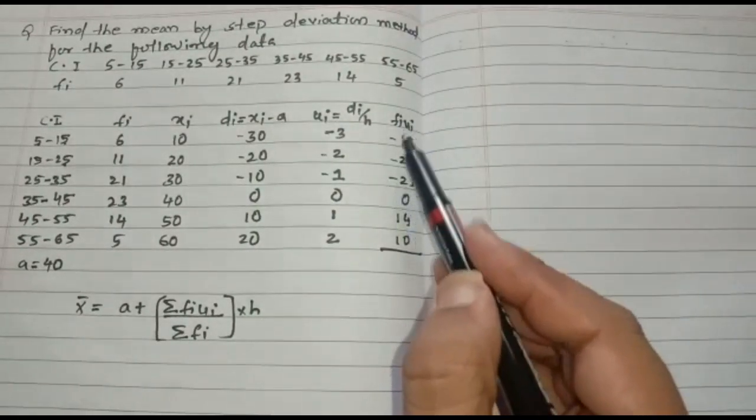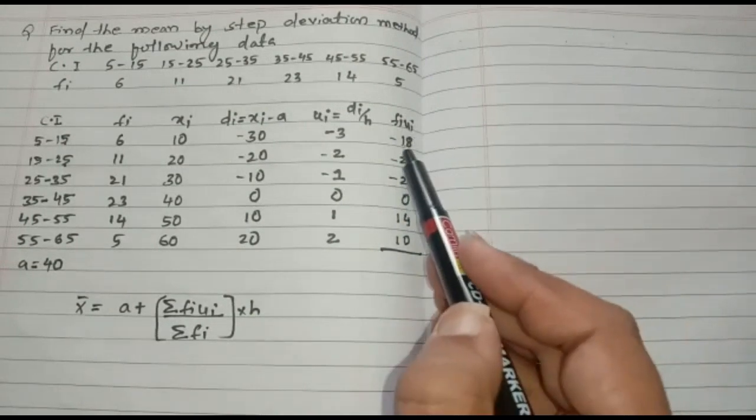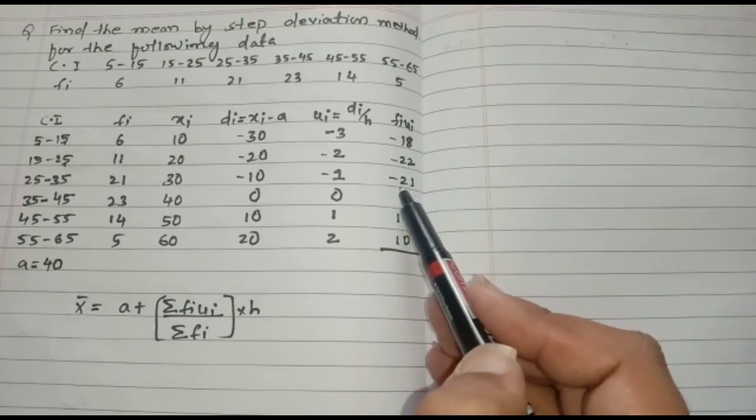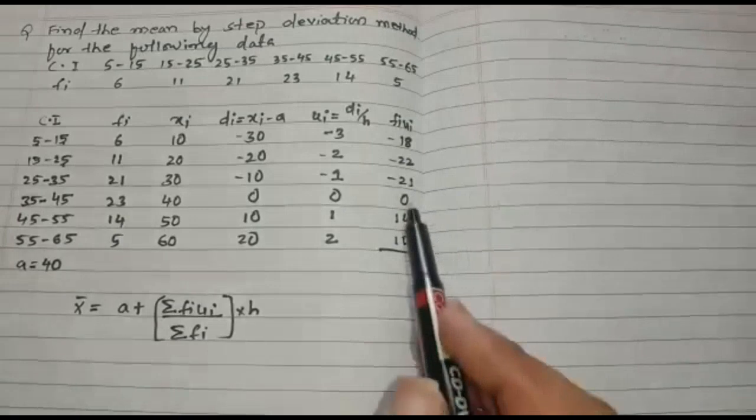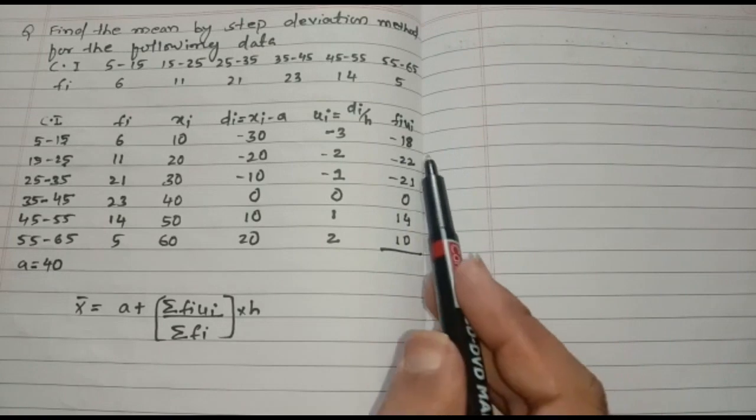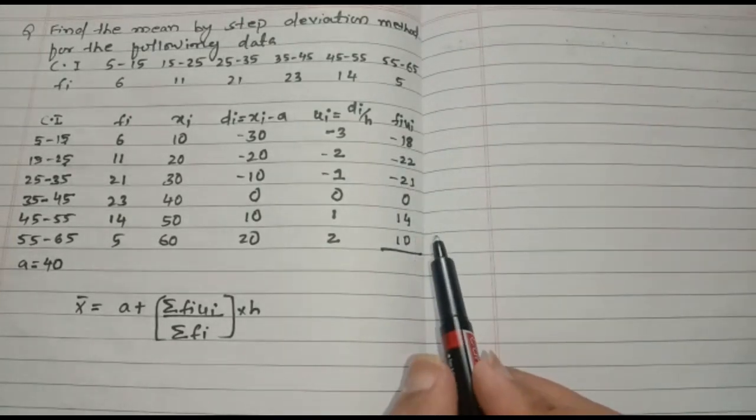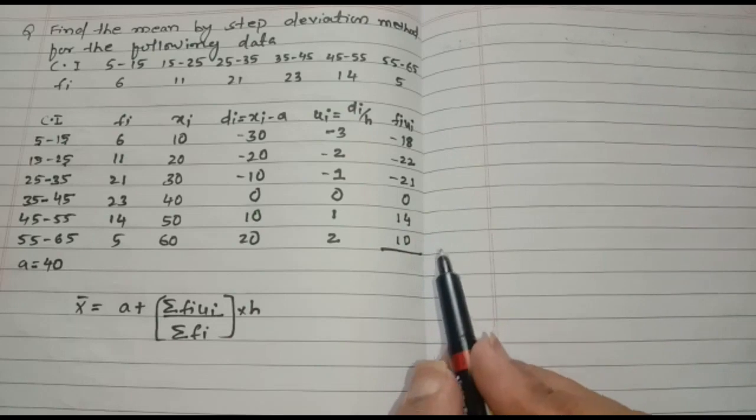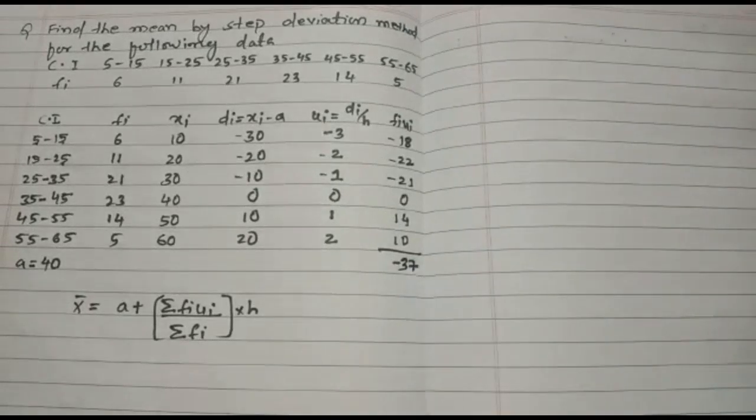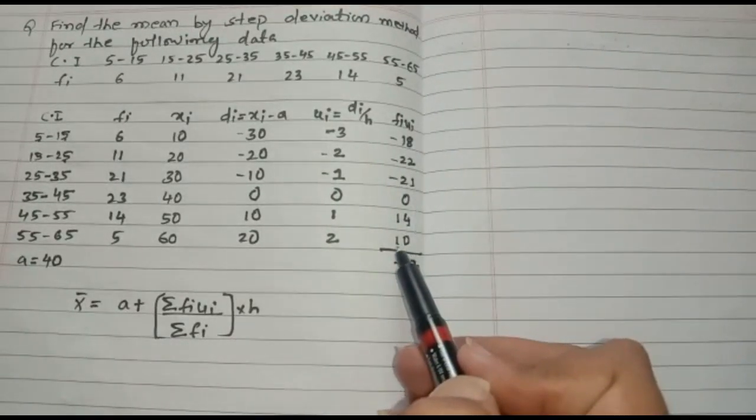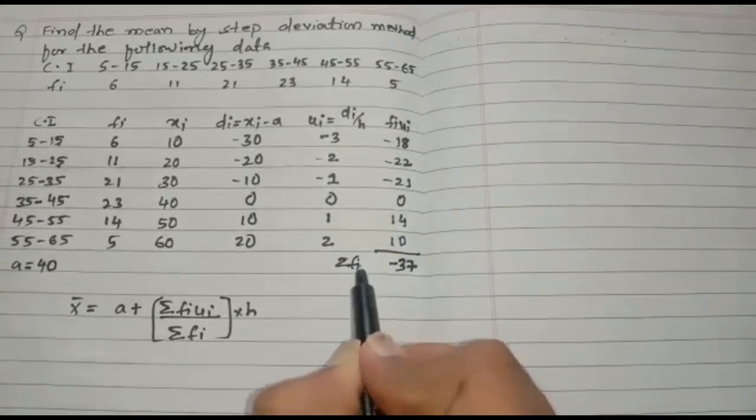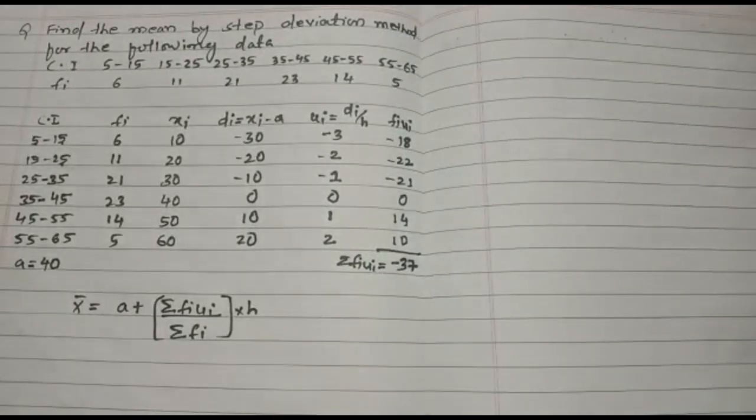First add the negative integers. We have to add all the negative integers. Minus 18 minus 22 is minus 40. Minus 21 is minus 61. Then 10 plus 14 is 24. Minus 61 plus 24 is minus 37. Minus 61 is bigger, 24 is smaller, so we have to take the bigger number's sign. This is sum of fi into ui.